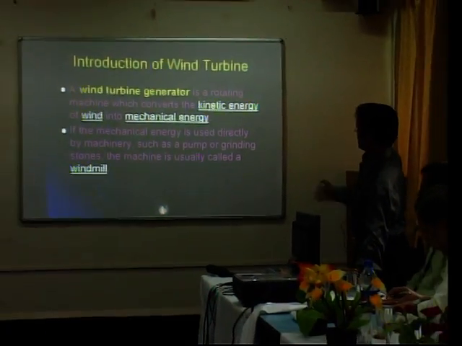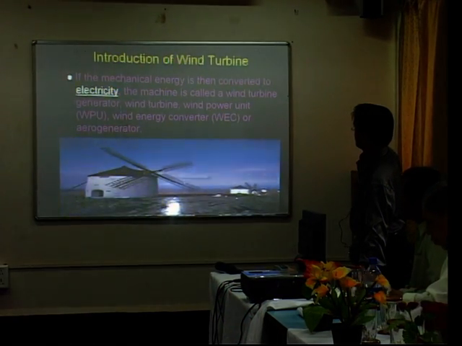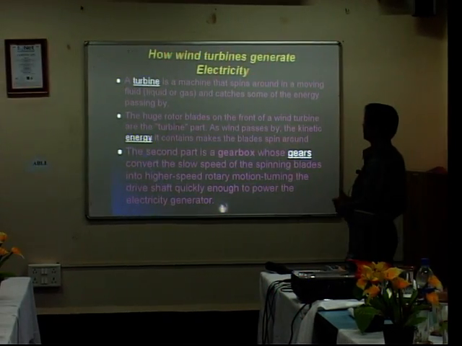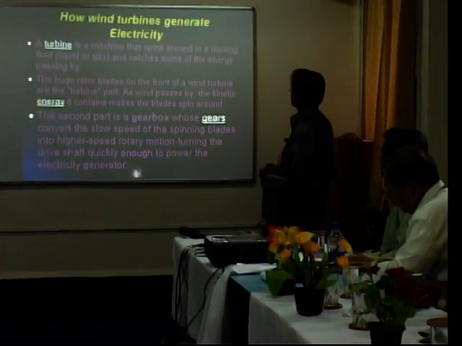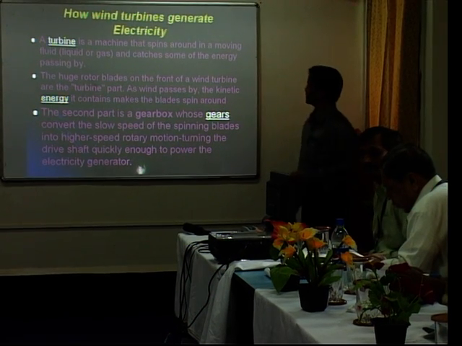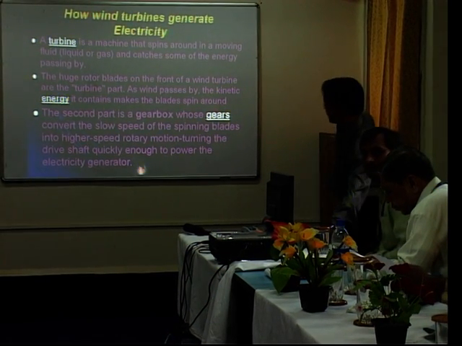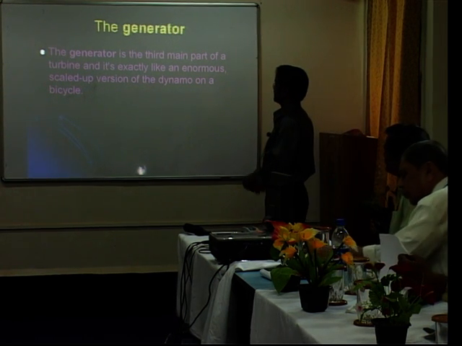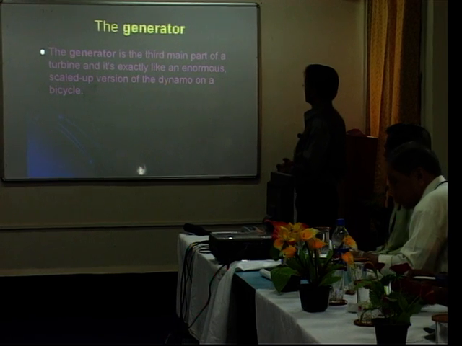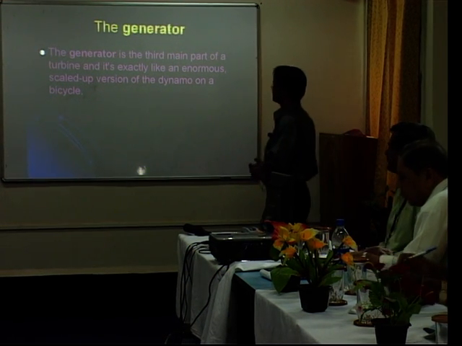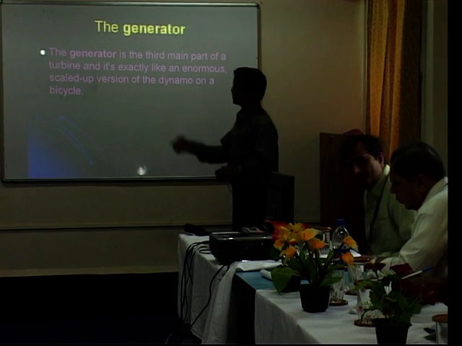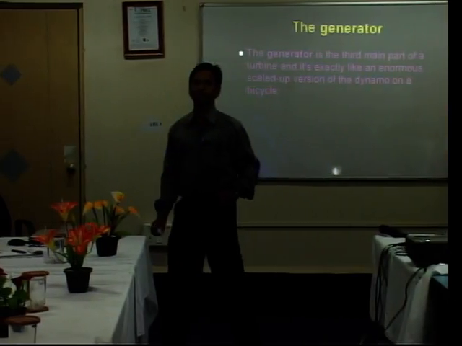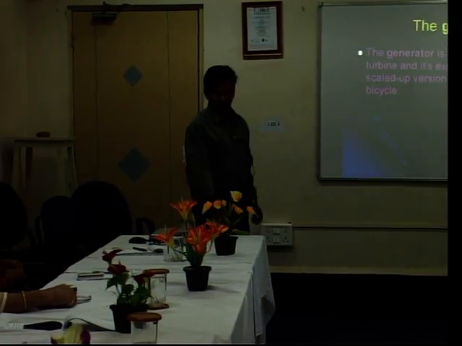This is the definition of the turbine. A turbine is a machine that spins around a moving fluid or gas and catches some of the energy passing through it. Then this is about the generator. The generator is the third main part, exactly like a dynamo of a bicycle. The generator is the third important element which produces the electricity.